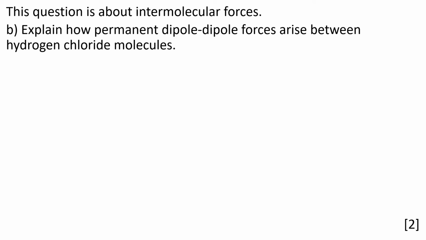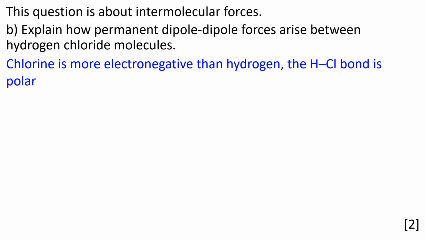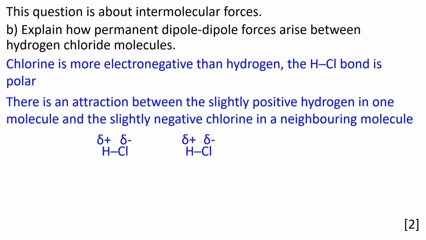Okay, welcome back. So we've got a difference between electronegativity in the hydrogen atom and the chlorine atom. The chlorine is more electronegative than the hydrogen. So this leads to slight positive and negative charges on the hydrogen and chlorine atoms. The hydrogen is slightly positive and the chlorine is slightly negative. So there will be an attraction between the chlorine atom on one molecule and the hydrogen atom on a neighbouring molecule. So we've written that down there.